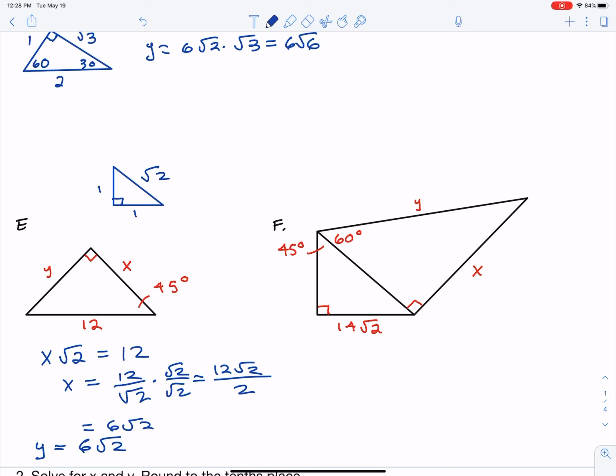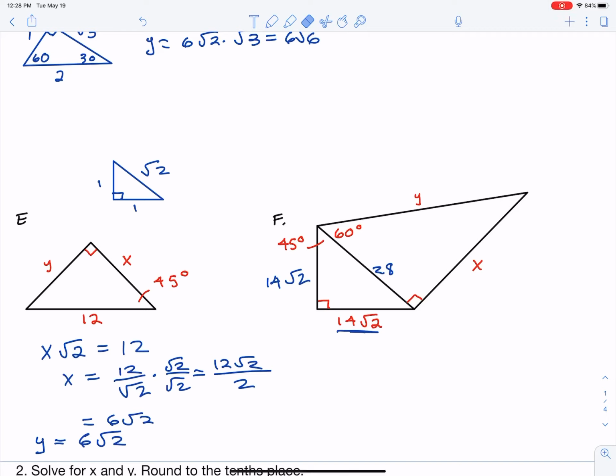Okay, let's keep on going. Let's see what we can do. For letter F, I think you'd agree, this is an isosceles triangle, right? So in other words, I know we don't need it, but I'm just going to put it down right here. This side length is 14 root 2. The hypotenuse, right? If we take this side and multiply by root 2, we get the hypotenuse. So this thing right here is going to be equal to 14 root 2 times root 2, which is 14 times 2, which is 28. Okay? I'm going to kind of get rid of this stuff right here. So that length is 28.